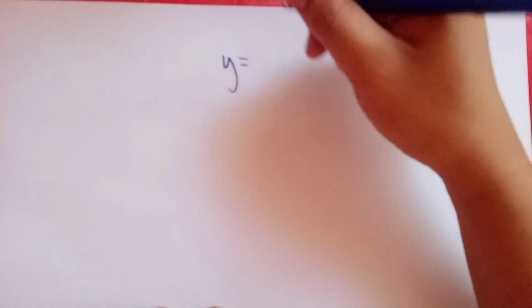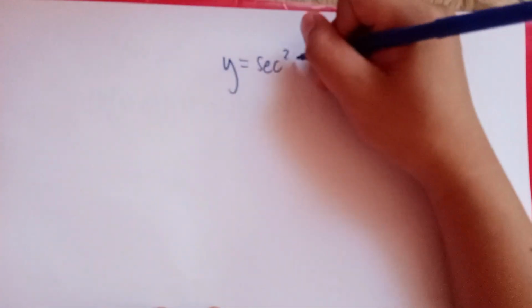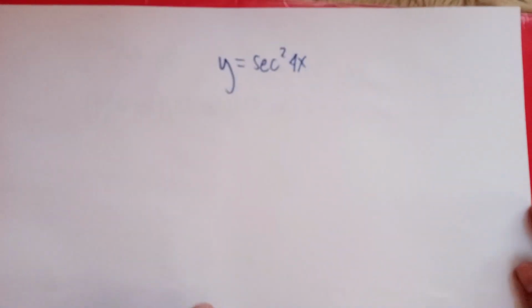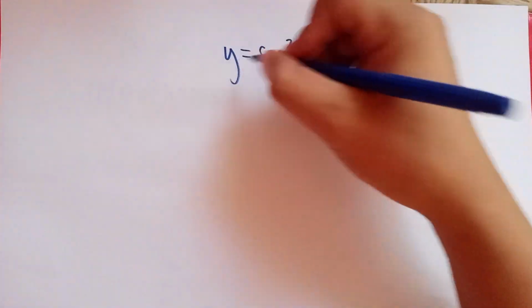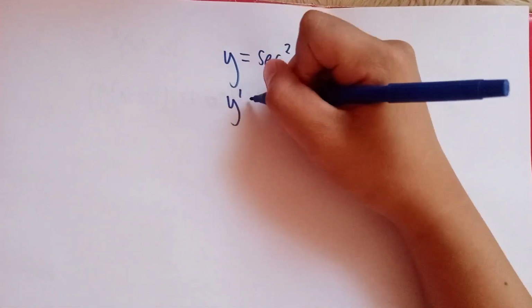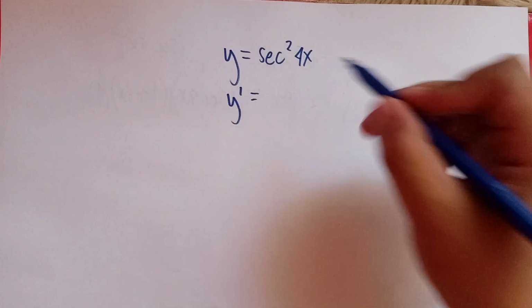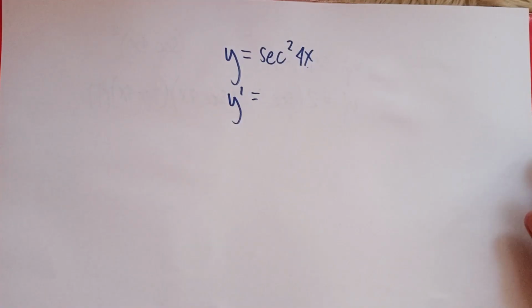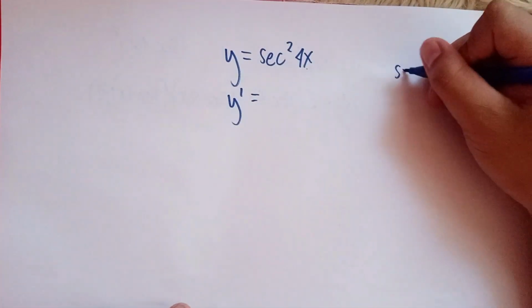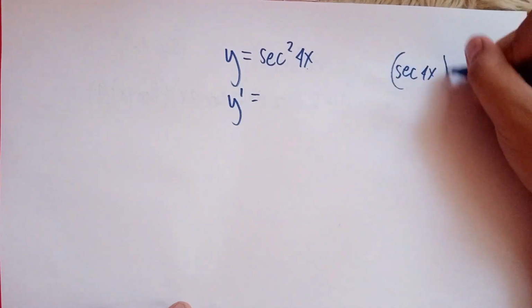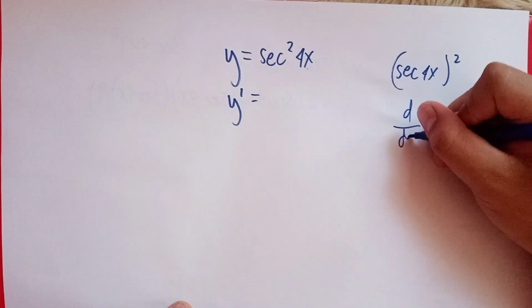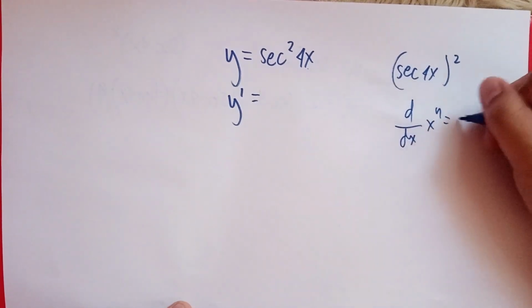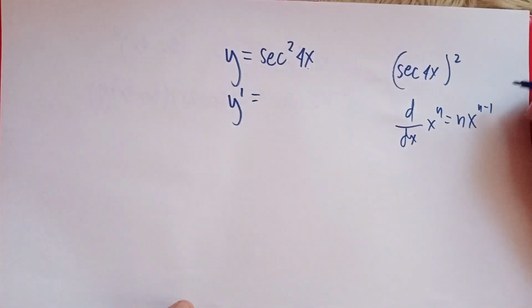We have here y is equal to secant squared 4x. So, getting the derivative of this function using the chain rule, what is the derivative of y with respect to x? That is y prime. Okay. What is the derivative of secant squared 4x? So, we can rewrite secant squared 4x as secant 4x quantity squared. So, applying now the formula of derivative of x raised to n, that is n, x raised to n minus 1.